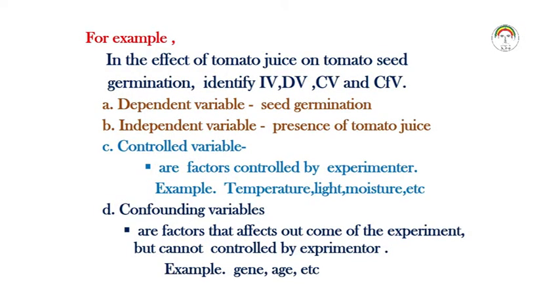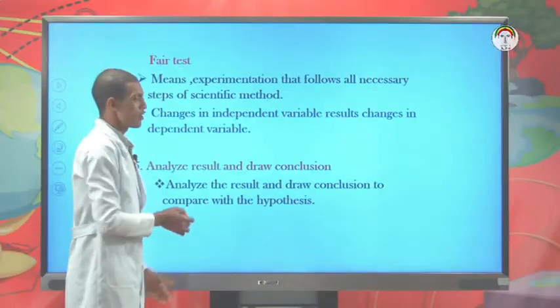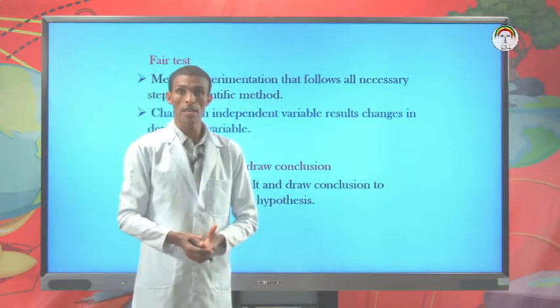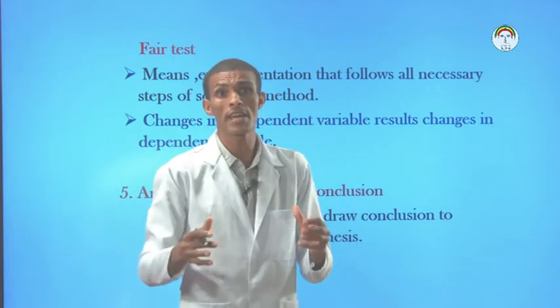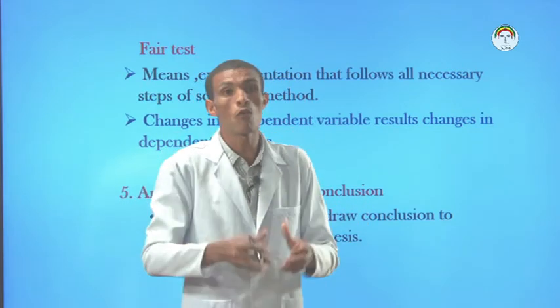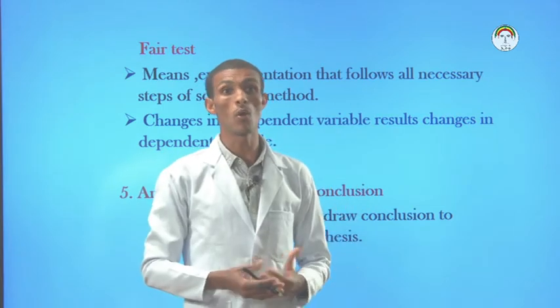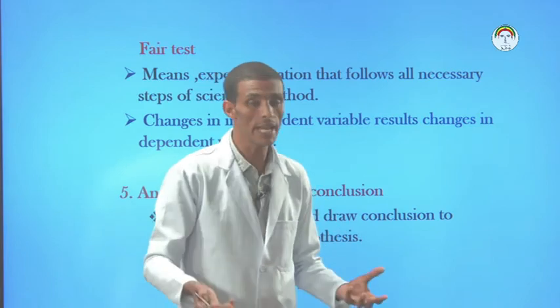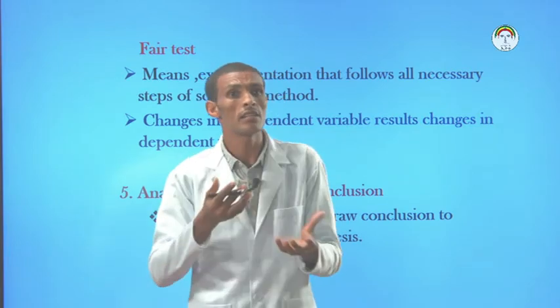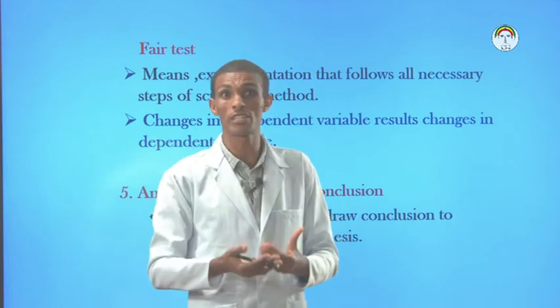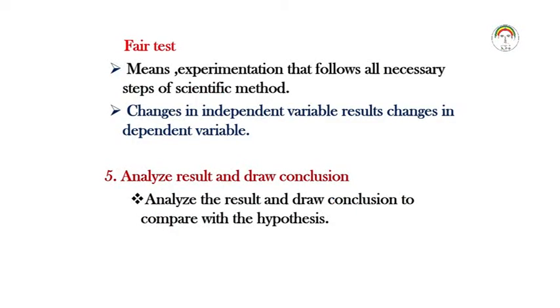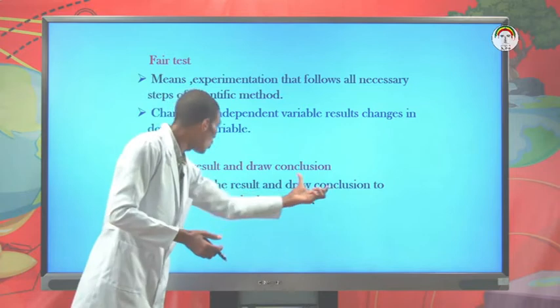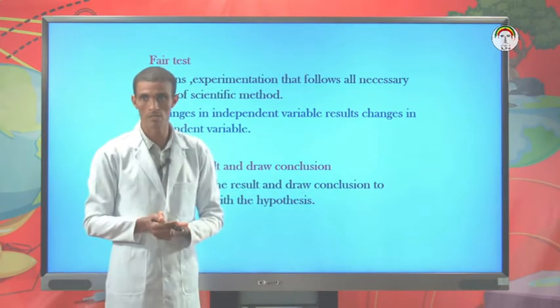You can identify this problem again with another question. To say a fair test, if our experimentation is carried out in a well-oriented manner, following all steps of the scientific method, we say it is a fair test. A fair test means a change in the independent variable brings a change in the dependent variable. Again, we analyze our result and draw a conclusion, a conclusion that may go with our hypothesis.